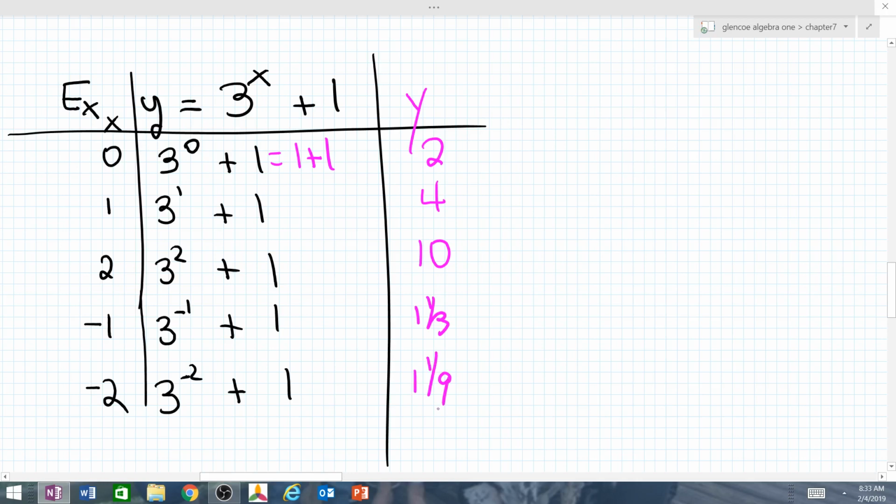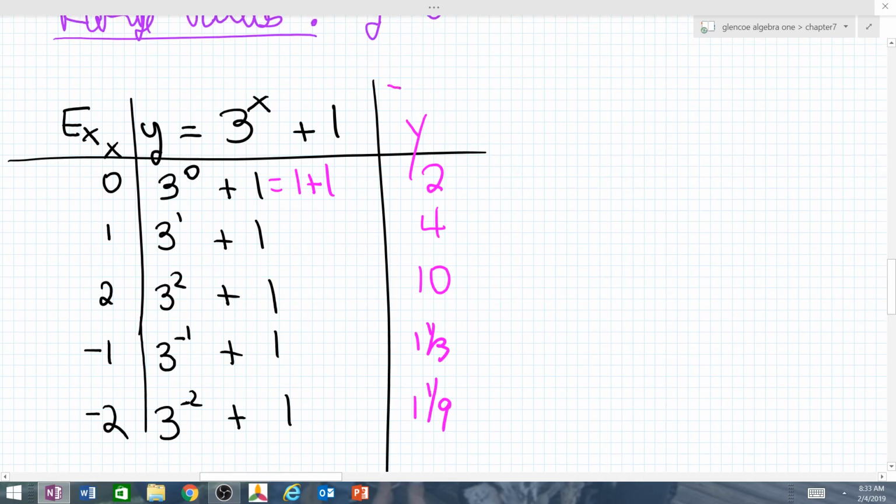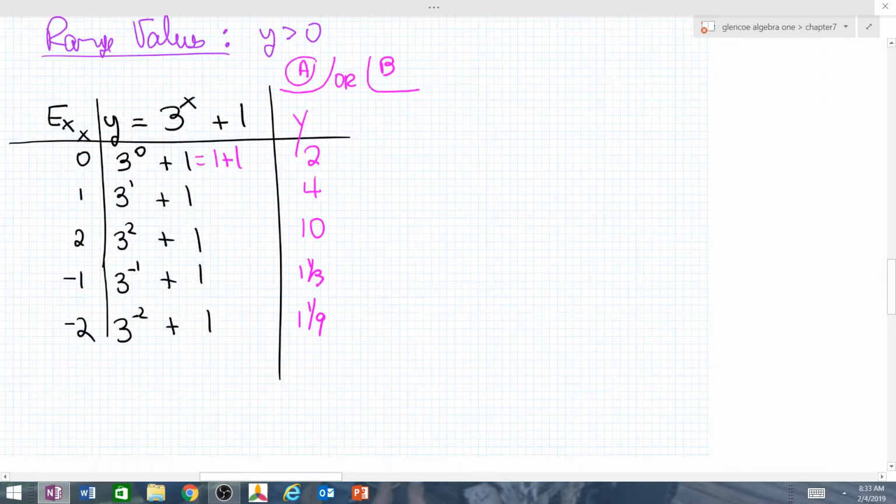So in your mind, you need to decide, is the graph going to look this way or this way? I'll give you letters, A or B. A. This is a whole number. If this were a fraction, then it would be B. So the graph is going to look like that. So now we are ready to graph it.